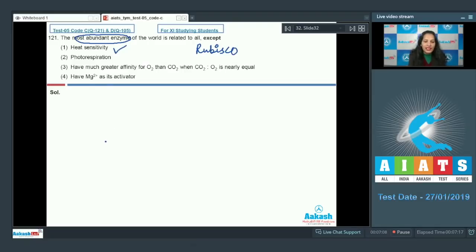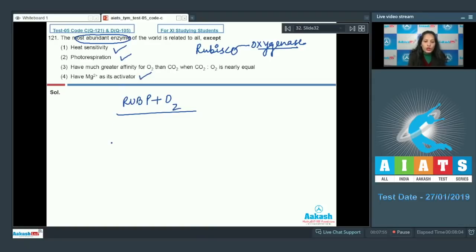As it is proteinaceous, it is heat sensitive. Second, photorespiration. Yes, Rubisco, as the name indicates, O for oxygenase activity of Rubisco. When the concentration of oxygen is higher than the concentration of CO2, Rubisco shows oxygenase activity and RUBP combines with the oxygen at that time. And this process is called photorespiration. So Rubisco is related to photorespiration in C3 plants. So this is correct. Fourth, have magnesium as its activator. Yes, the activator of this enzyme is magnesium.